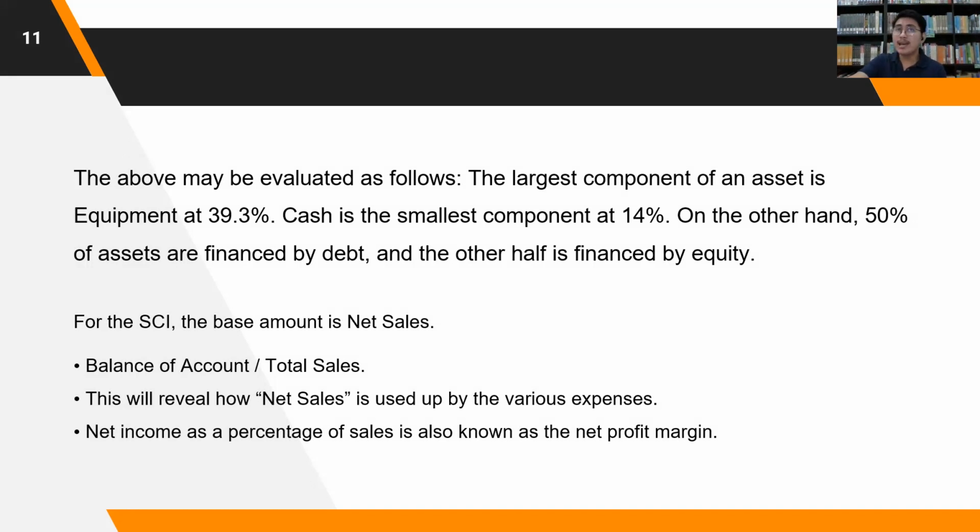Next naman, we proceed to the SCI, the Statement of Comprehensive Income. So dito, we can use also the vertical analysis, pero nabago po, instead na yung total assets po yung base amount, ang base amount po natin will be the net sales. The formula is the balance of account divided by total sales or net sales. So this will reveal how the net sales is used up by the various expenses, and the net income as percentage of sales is also known as the net profit margin.